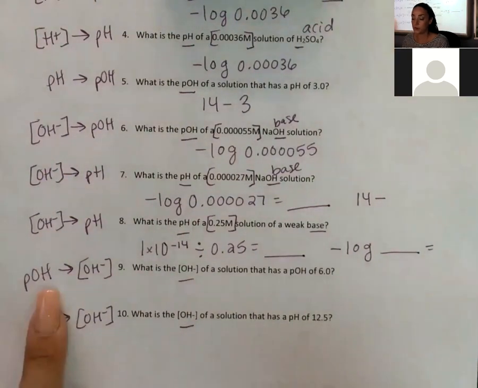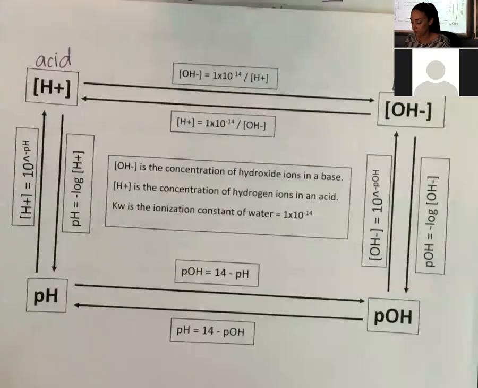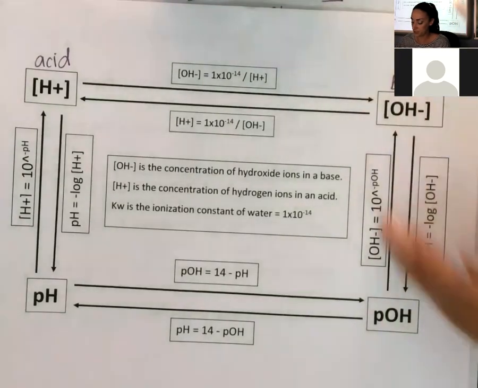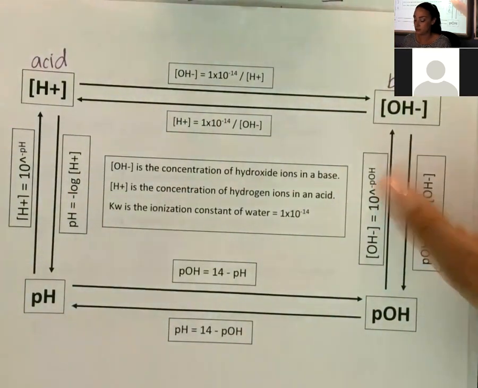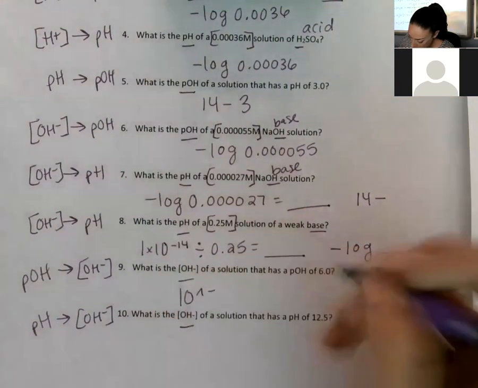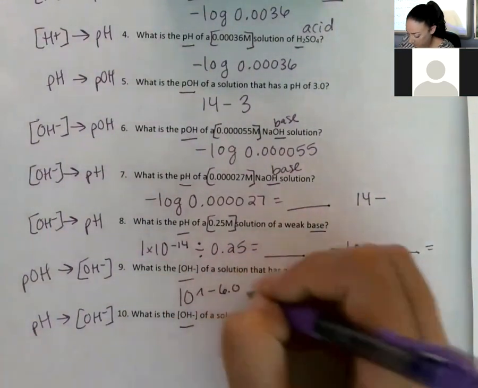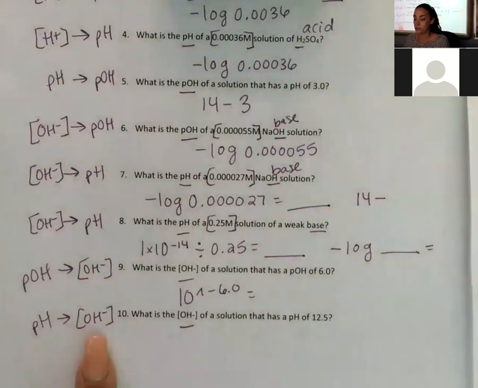On number 9, we're going from POH to OH. From here up to here. So we're going to use this equation: 10 raised to the negative POH. The POH is 6. Okay. And then right here, pH to OH.